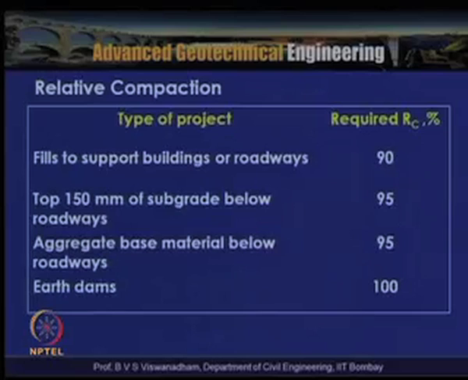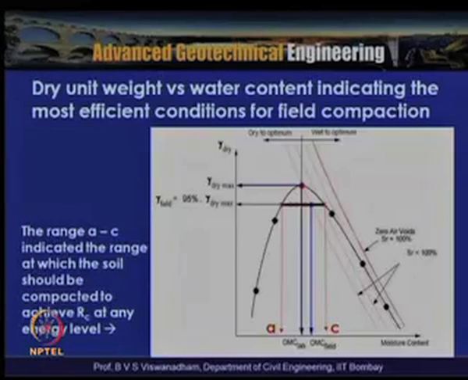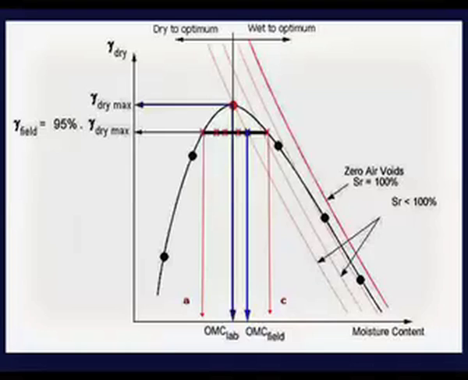So, the different types of relative compaction threshold limits which are required to be ensured are given in this slide. If you look at this slide, it shows dry unit weight versus water content, indicating the most efficient conditions for field compaction. The range here is the dry side of optimum, and this is the wet side of optimum. These are the zero air voids line and the saturation lines which have less than 100% saturation: 90, 80, 70, like that.